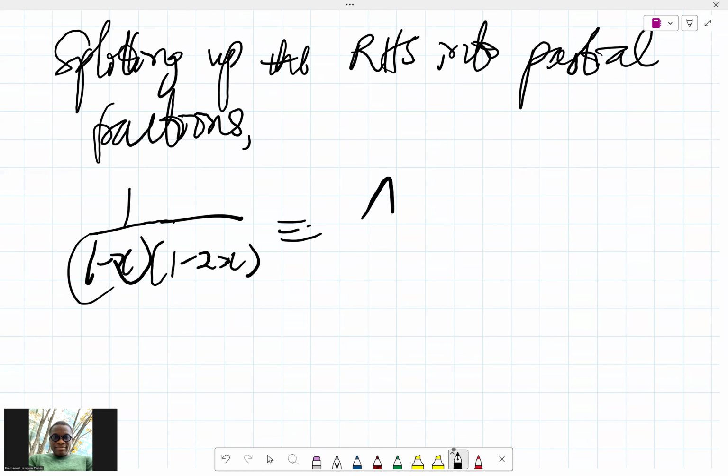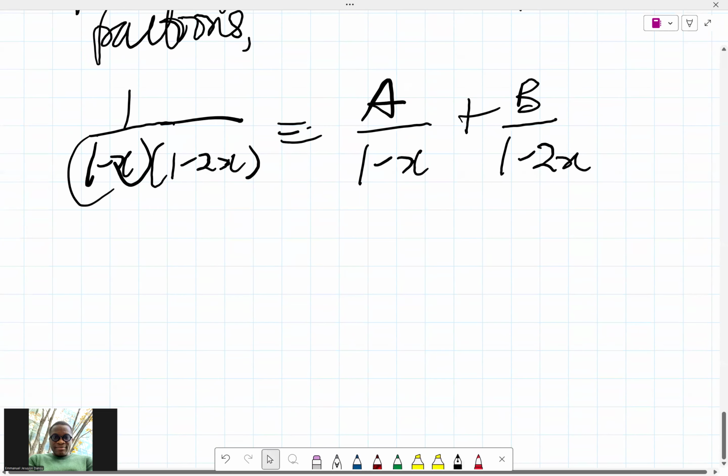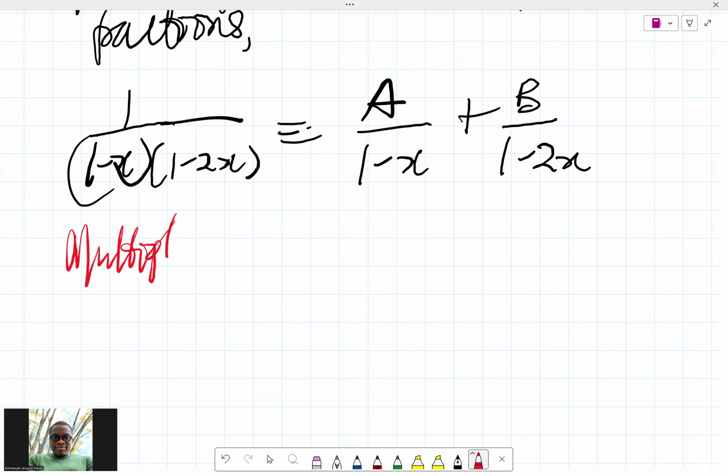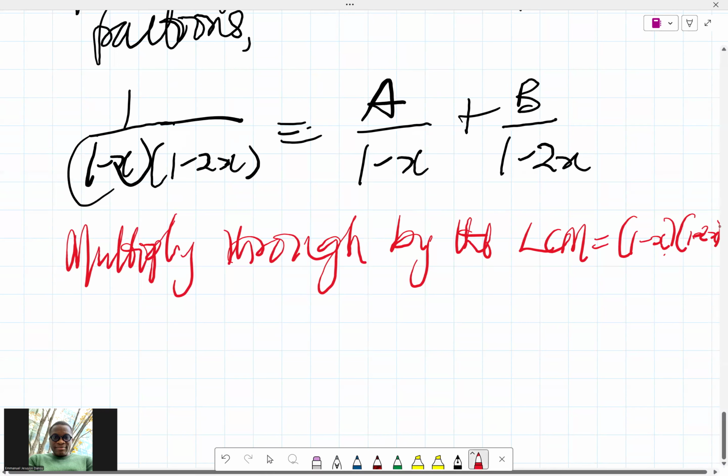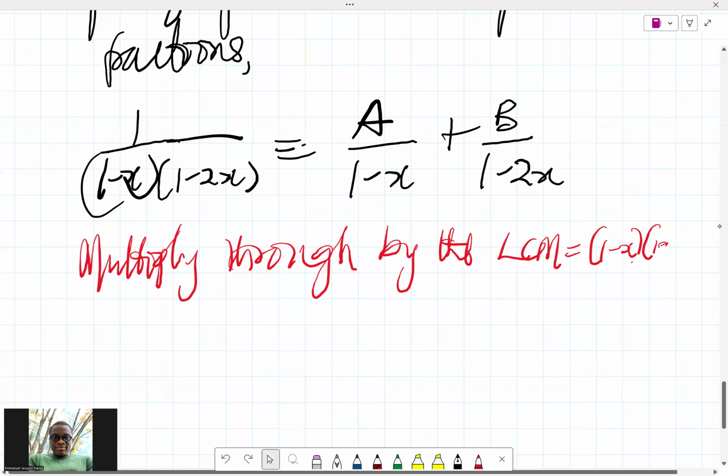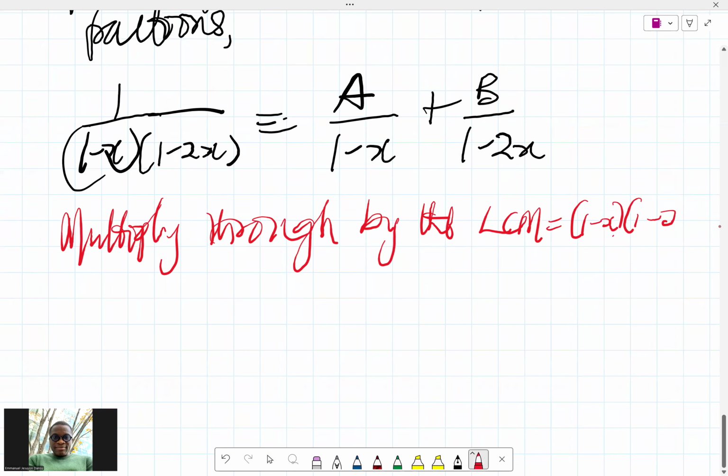And that is similar to A over 1 minus x, they are both linear, B over 1 minus 2x. We've done something like this before. So the next step is to multiply through by the LCM. Of course, the LCM is 1 minus x into 1 minus 2x.